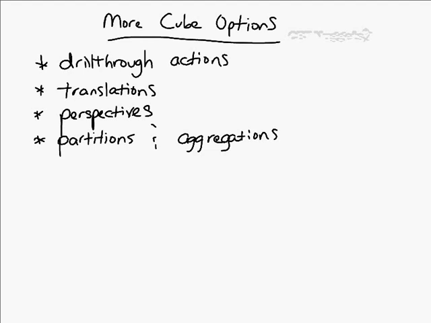Then the last thing we'll discuss are partitions and aggregations. If you have a huge quantity of data and you want to group it together to make it a little more manageable, you can create partitions. In this example, I'll show you how to partition by a date year. And then the other thing we'll talk about is how to configure your aggregations, and then we'll talk about the different storage settings such as MOLAP and ROLAP. Well, let's get started with our drill-through actions.